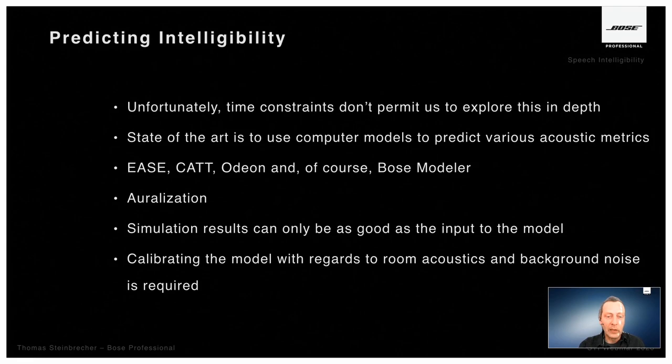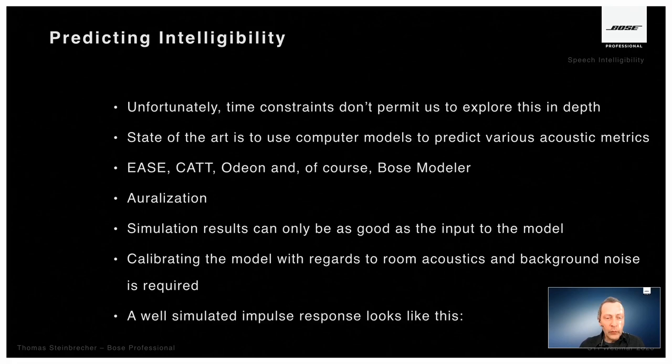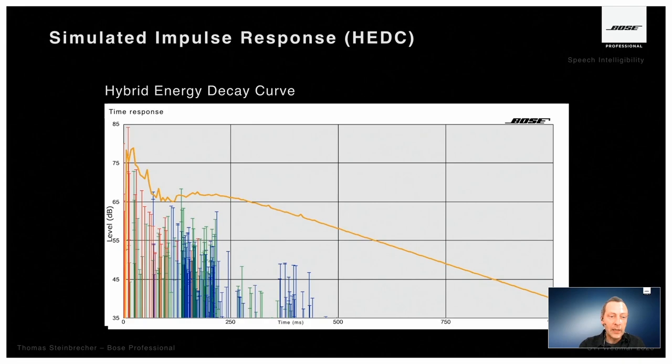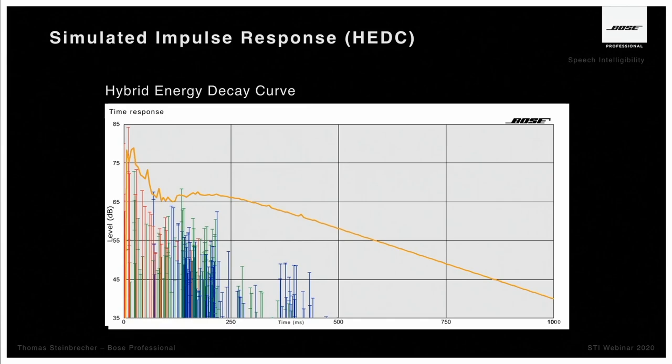And if we do a good simulation in a good program, a well-simulated impulse response, in Modulo we call it an HEDC, a hybrid energy decay curve. It looks like this, for example. It's a display of level over time, right? So on the vertical axis, you see level in decibels. On the horizontal, you see time in milliseconds going from 0 to about 1 second.